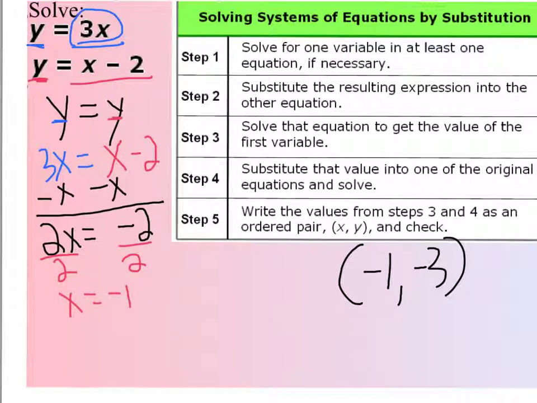Okay, very important. Don't stop. So we know that x equals -1.